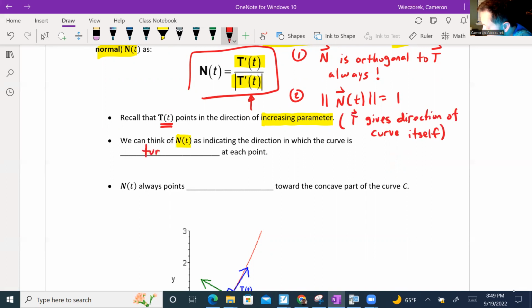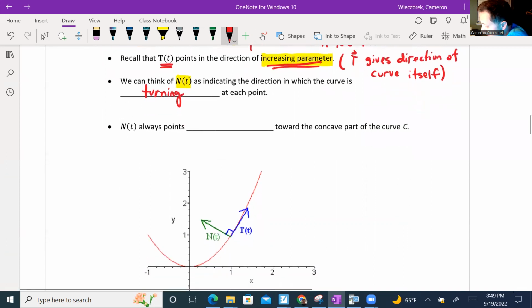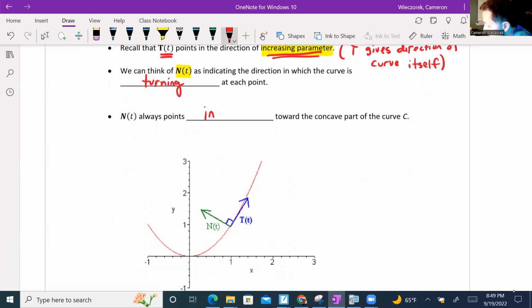So N of t gives you the direction in which the curve is turning at each point, whereas T of t gives you the direction of the curve itself, since it's pointing in the direction of increasing parameter. Another thing, N of t is always going to point inward toward the concave part of the curve. So if your curve is concave up at a certain part, your N of t vector is always going to point in the direction of the concavity. If it's concave down, it's going to point in the direction of that concavity.